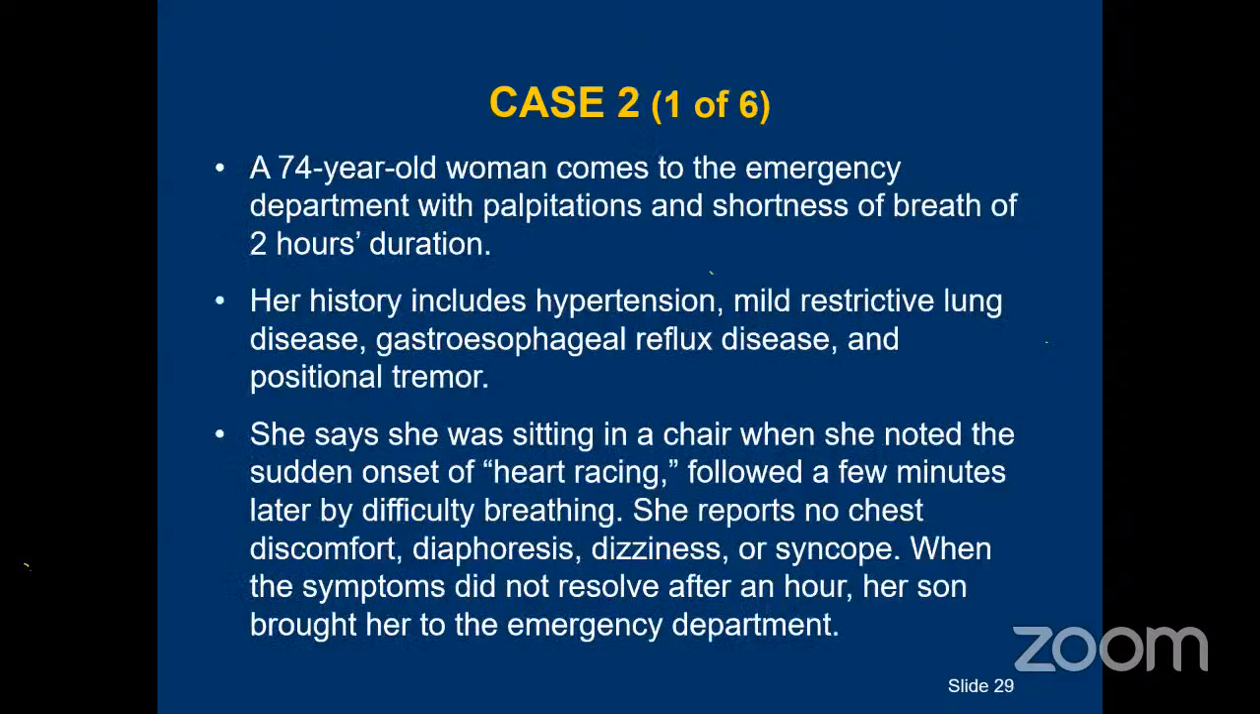Coming to the next case. A 72-year-old woman comes to the ED with palpitations and shortness of breath for 2 hours duration. Her history includes hypertension, mild restrictive lung disease, gastroesophageal reflux disease, and positional tremor. She says she was sitting in a chair when she noted the sudden onset of heart racing, followed a few minutes later by difficulty breathing. She reports no chest pain, diaphoresis, dyspnea, or syncope. When the symptoms did not resolve after an hour, her son brought her to the emergency department.